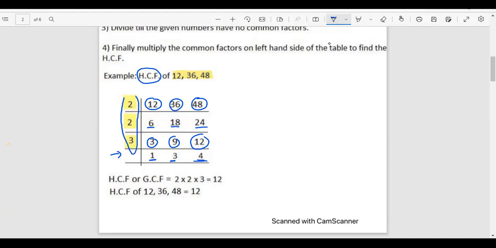So in order to find the HCF, or the GCF, which is also the greatest common factor or highest common factor, we will multiply these three numbers and it is going to be 12. Are you good with it? Are we good with it?